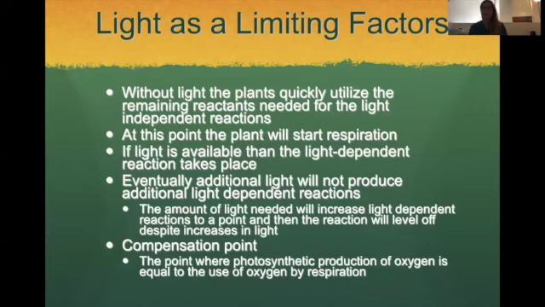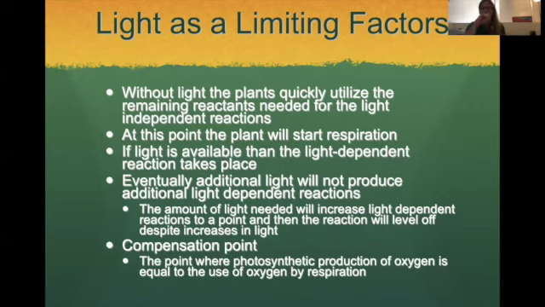And if we don't give it light, it's going to do the last little bit of photosynthesis that it can, and then it still needs to live. And so it starts breaking down the sugars that it was storing. So it starts doing respiration. If light's available, then the light-dependent reaction takes place. Eventually, additional light will not produce additional light-dependent reactions.